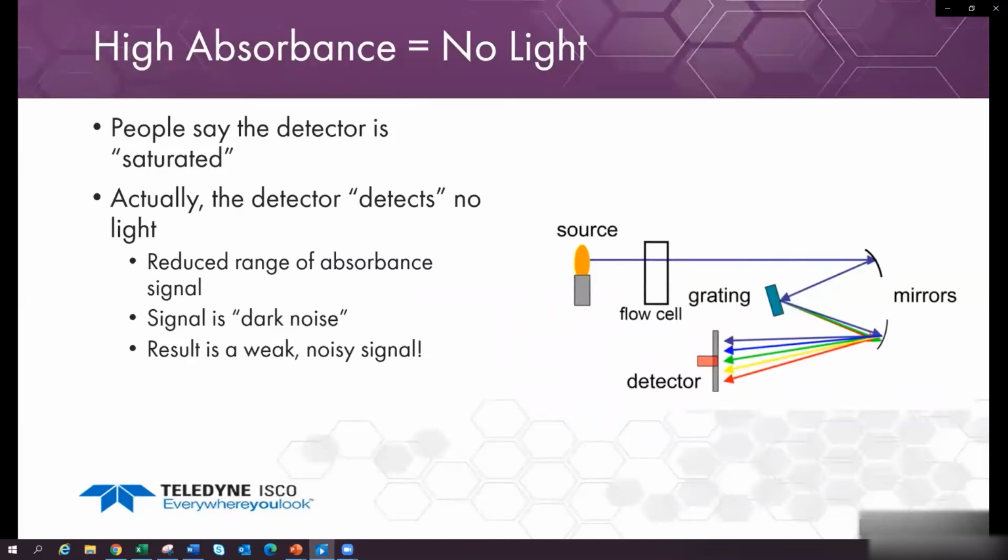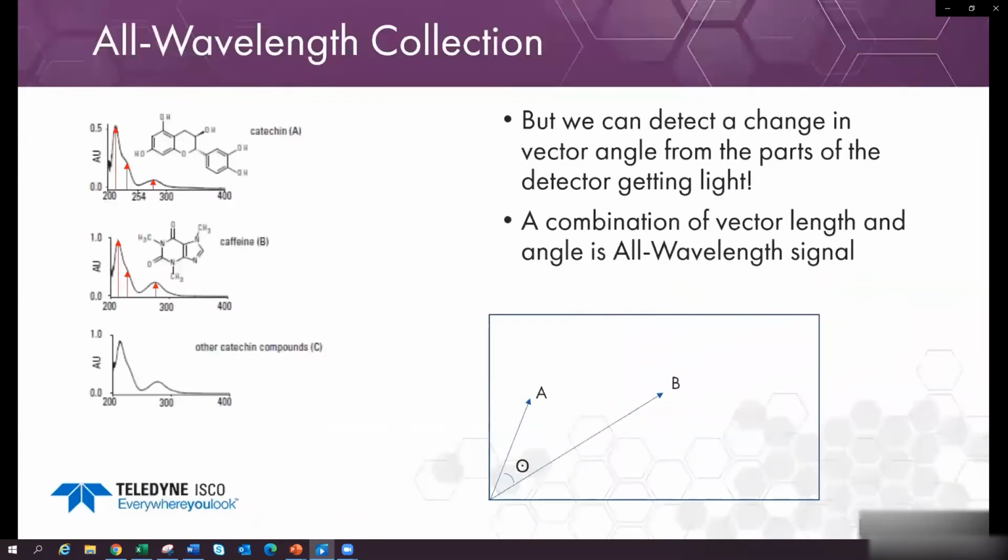When a UV detector is saturated, that means the sample blocks the light, and therefore no light gets to the detector. If the solvent blocks the light at some wavelengths, the absorbance is also reduced. With all-wavelength collection, we can see changes in the parts of the detector that are receiving light that are not blocked by the solvent, and we could collect on those changes.